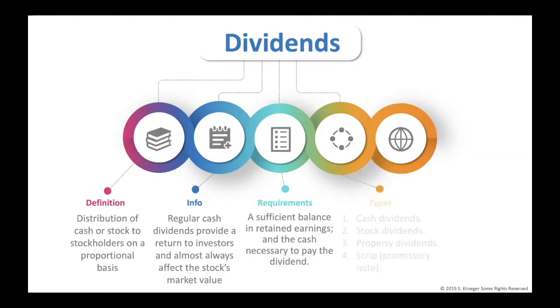There are four types of dividends: cash dividends, stock dividends, property dividends, and scrips, known as notes. The most common type is a cash dividend. Stock dividends happen as well, but not as often. We will only be covering cash and stock dividends in this course. I am going to show you an example of looking up dividends for a few companies.